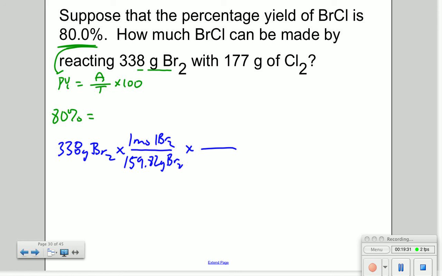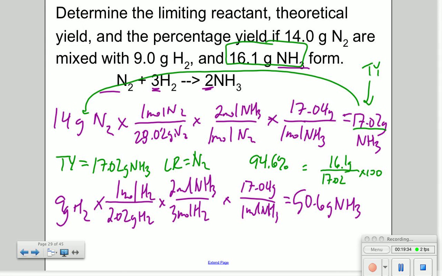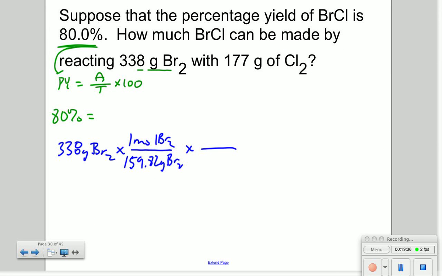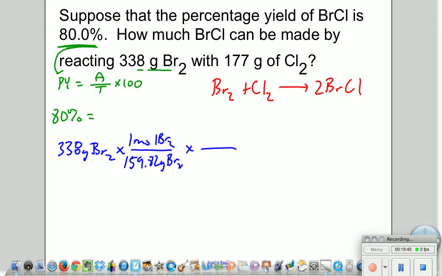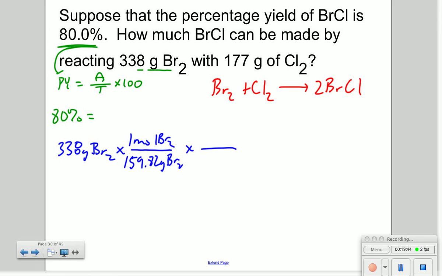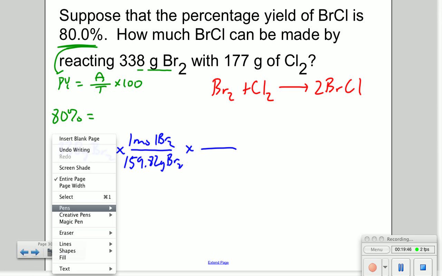Now I can use the mole ratio. Oh no, they didn't give me a problem. Okay, we're back. I forgot to include the balanced equation, which is in red above. I apologize for that. Okay, moving on here.